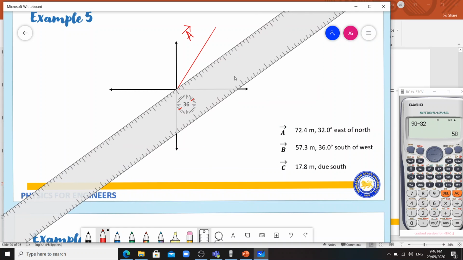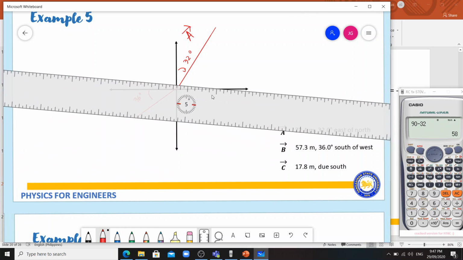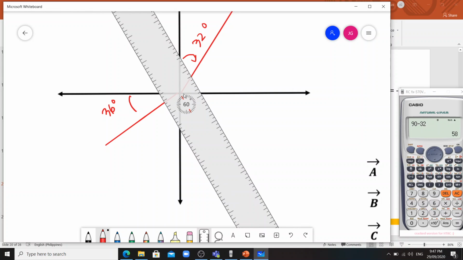Tansya-tansya na lang yung length, dahil mas maiksi lang siya ng konti. Ayan. Ito yung 32. Ito yung 36. Yan. Okay. And then, due south yung 17 meters. So, south lang. Siya yung pinaka-maikse.